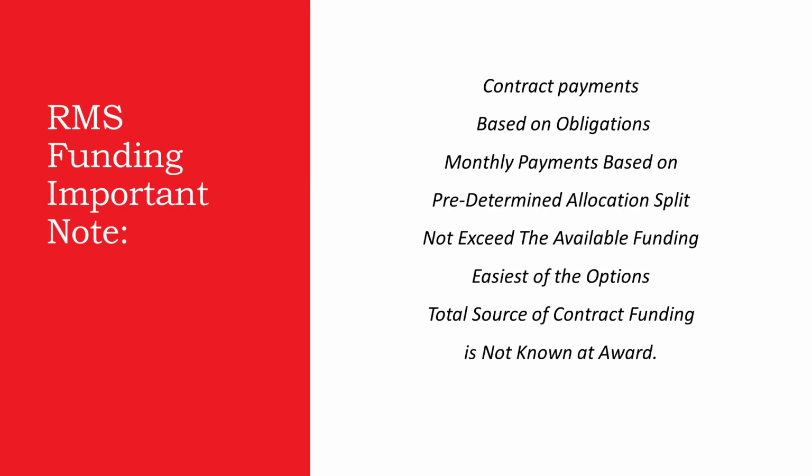Monthly payments will be based on the predetermined allocation split. Any payments made will not exceed the available funding. This is the easiest of all options and is also recommended if the total source of contract funding is not known at award. The Pay Request Obligation tab information will pre-populate. This option will not interfere with the calculation of percent complete. It will simply assign the CLINs to the obligation which is available for funds at the time of the payment.